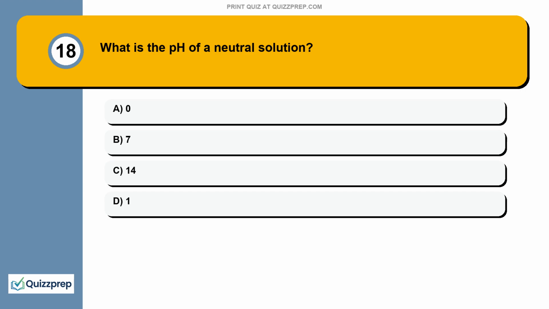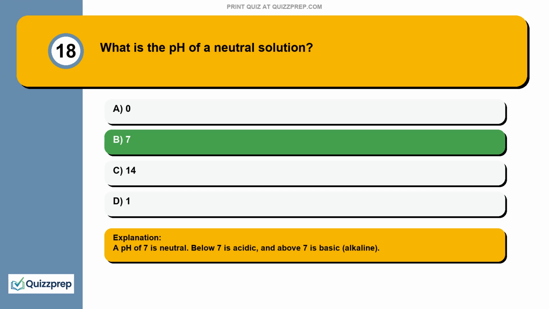Question 18. What is the pH of a neutral solution? 0, 7, 14, 1. A pH of 7 is neutral, below 7 is acidic, and above 7 is basic, alkaline.